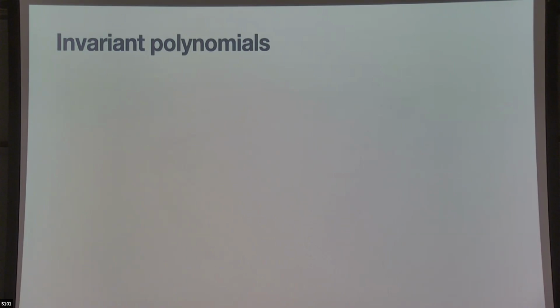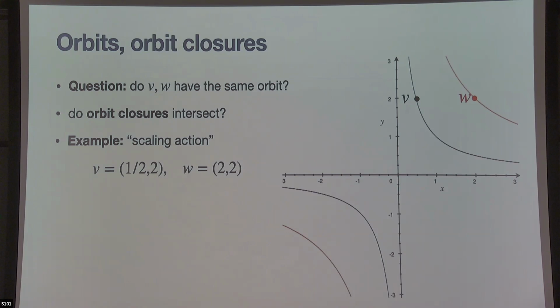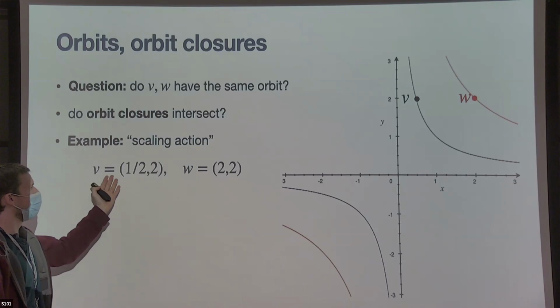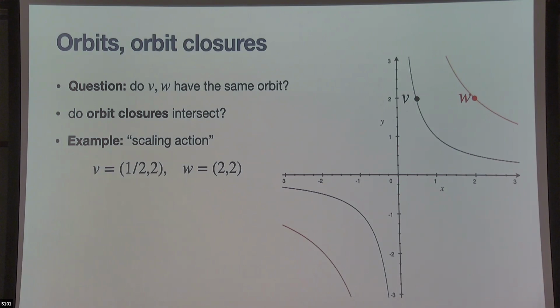But if the product is different... Yeah, I just mean this very specific example, for V and W. So what Avi's pointing out is that the product of the coordinates is going to stay invariant under this group action.